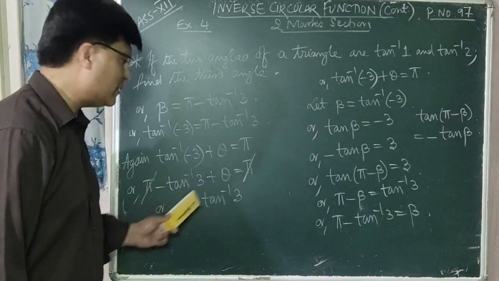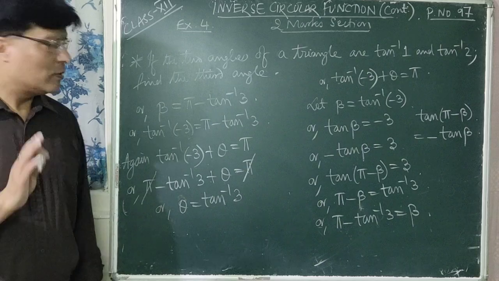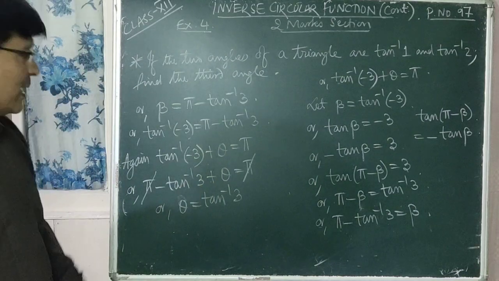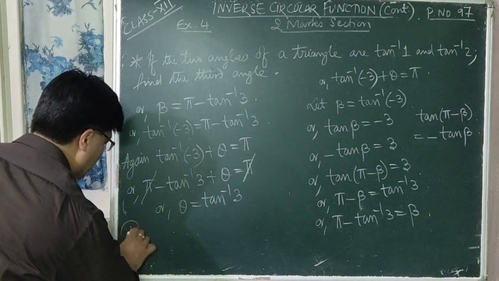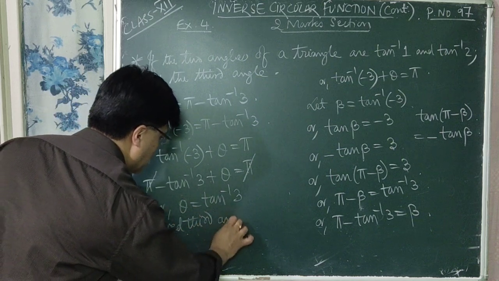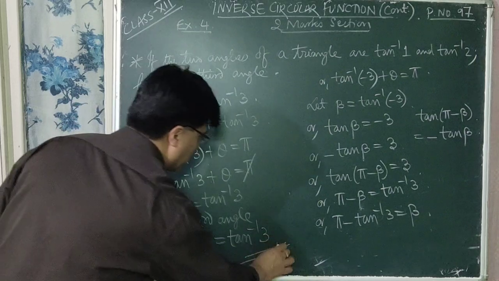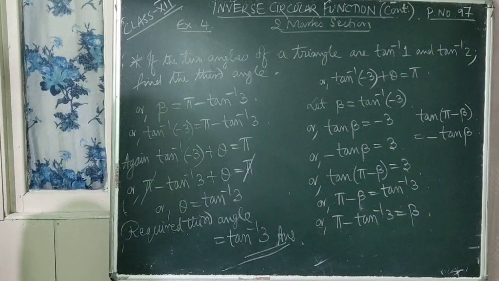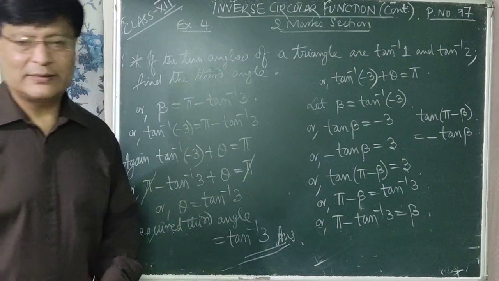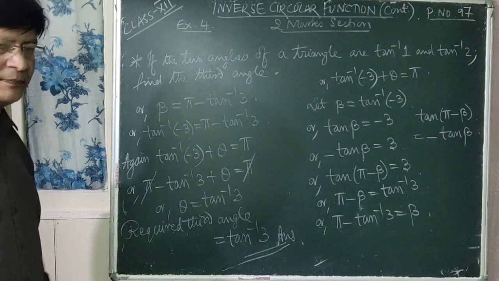So what is the value for theta here? It is tan inverse 3. What was that theta we had assumed? That theta is the third angle. So what is the third angle in this case? The third angle is tan inverse 3. So write down: required third angle is equal to tan inverse 3. This is the answer. So what is the answer? Tan inverse 3. Is it clear now? So write down this one.